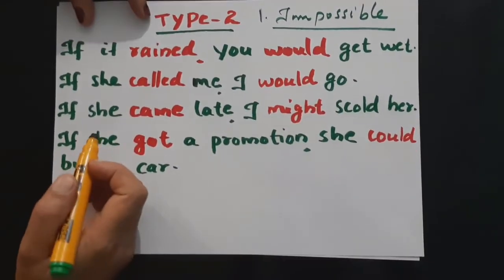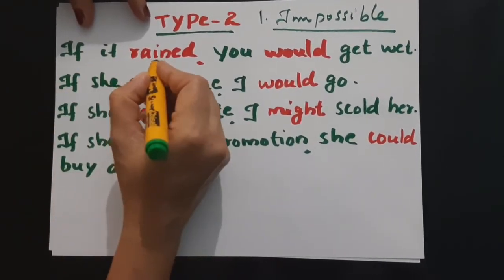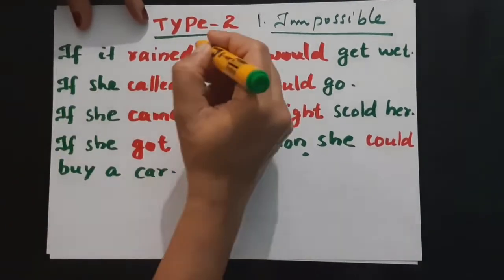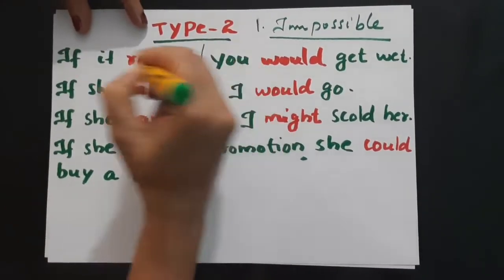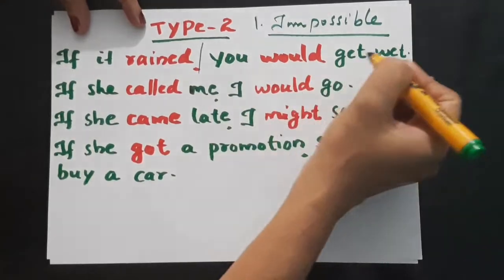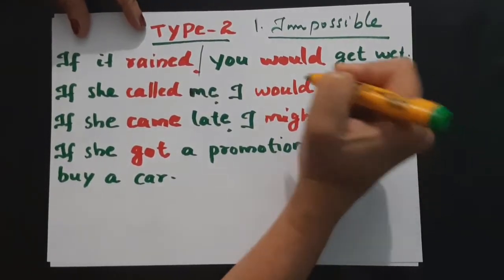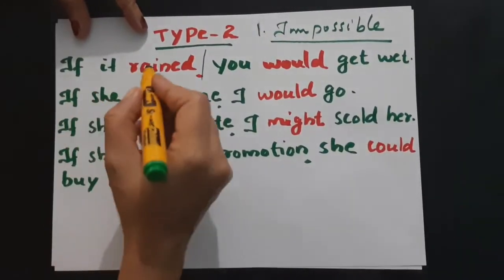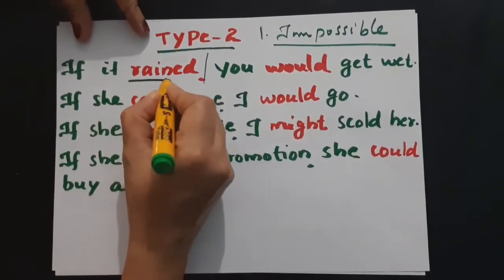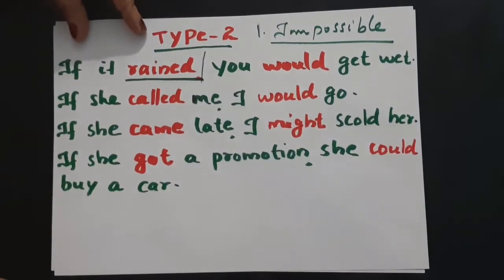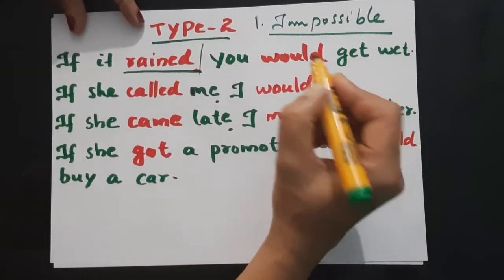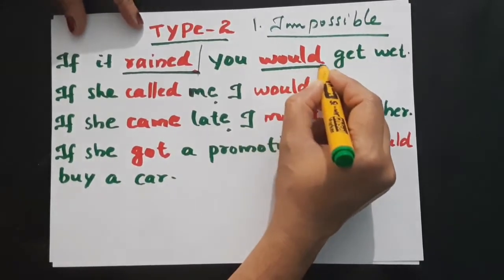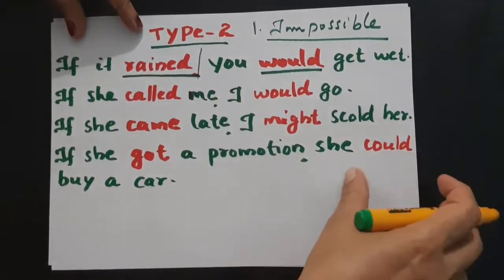Yes. So, the structure of the sentence. Let's think about the structure of the sentence. If it rained is a subordinate clause, the if clause, and you would get wet is the main clause, the result clause. Here the verb is in the past form. And in the result clause, following the subject, you get would instead of will.